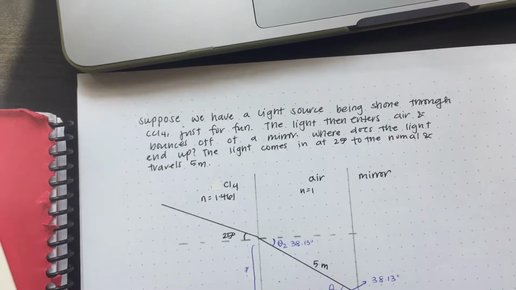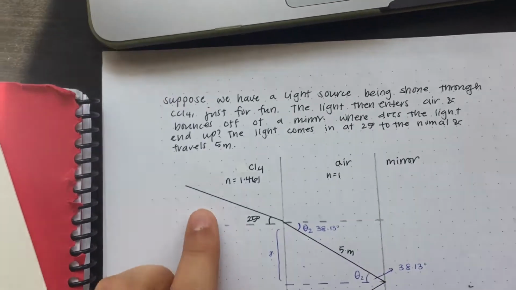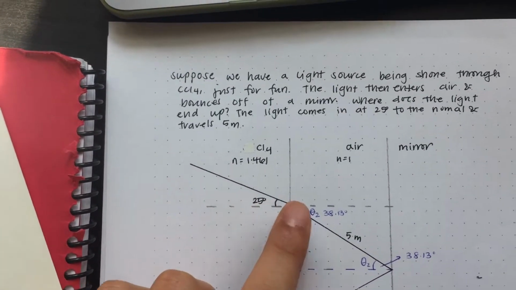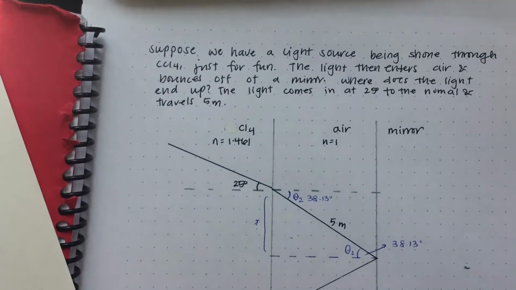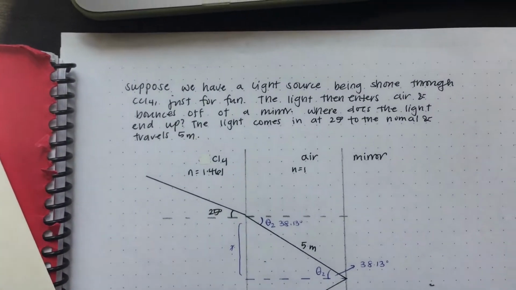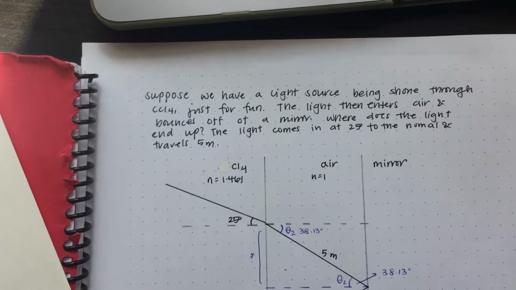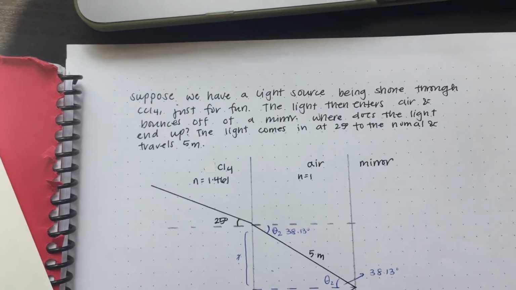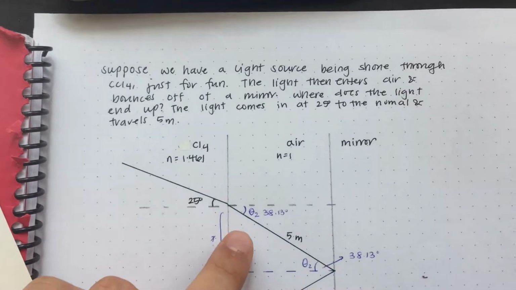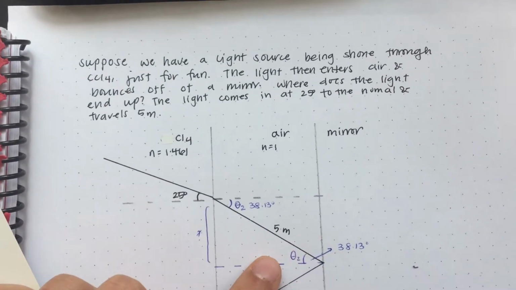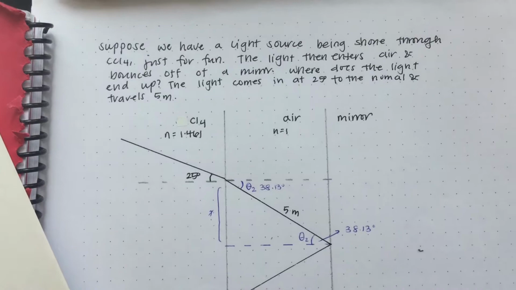It's just for fun. And the light enters the air after it passes through the carbon tetrachloride and then hits a mirror and then ends up at some place below in the negative y direction. Given that this angle is 25 degrees to the normal and the light actually travels 5 meters, I want to figure out where the light ends up.